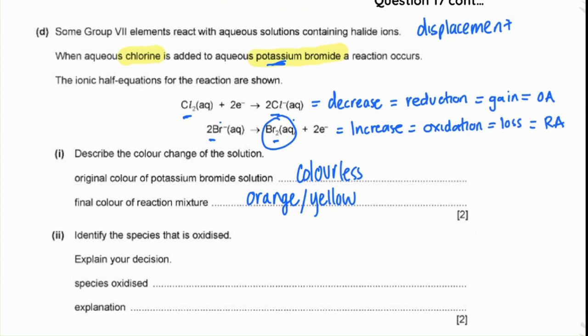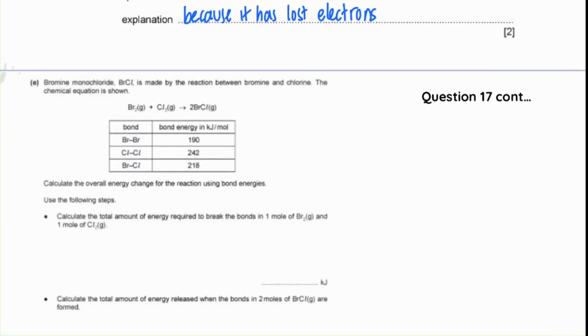So in this case, I just need to know which species has been oxidized. Well, that would be my bromide ions. The explanation why, because it has lost electrons. You could also have got the mark for saying that there'd been an increase in oxidation number, but it's always safer to talk about electrons when you're talking about why something's been oxidized or reduced.